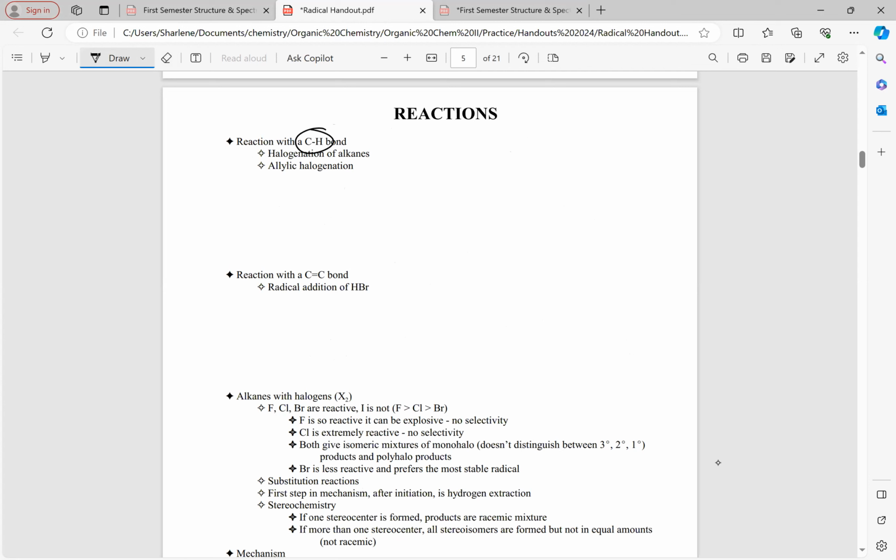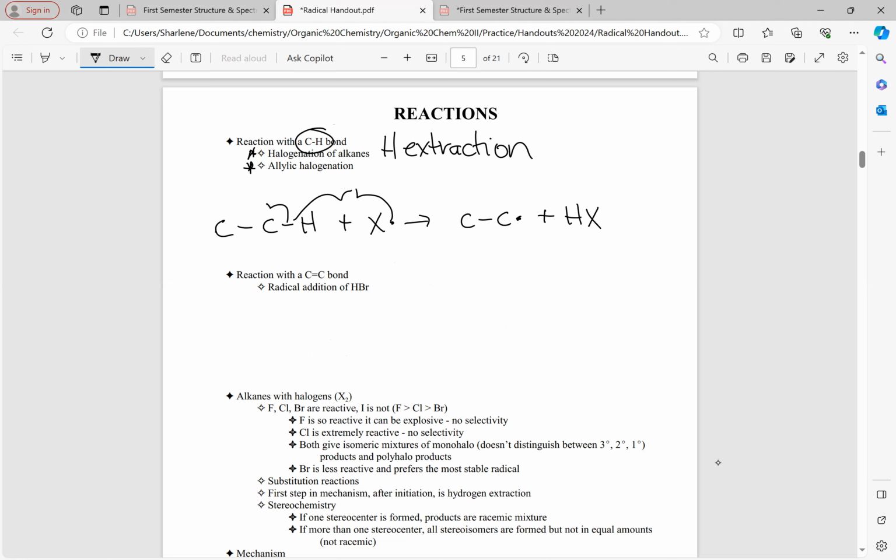So the first one is the reaction with a carbon-hydrogen bond, and that's often called hydrogen extraction. And we're going to see it in two cases. We're going to see it with the halogenation of alkanes and the allylic halogenation. And generically, it means rip off a hydrogen. So if I have, and this happens to be ethane, one hydrogen and I have a halogen, it's going to rip that hydrogen off, leave a radical behind. Okay, so generic extraction.